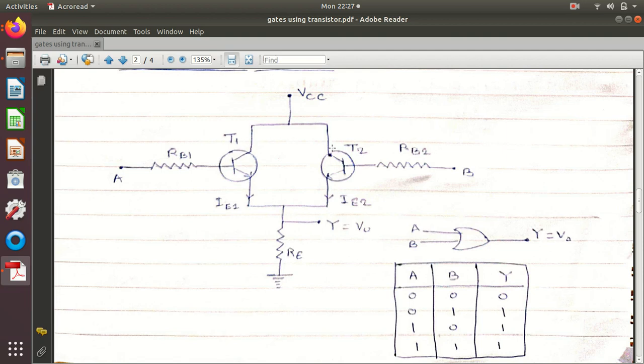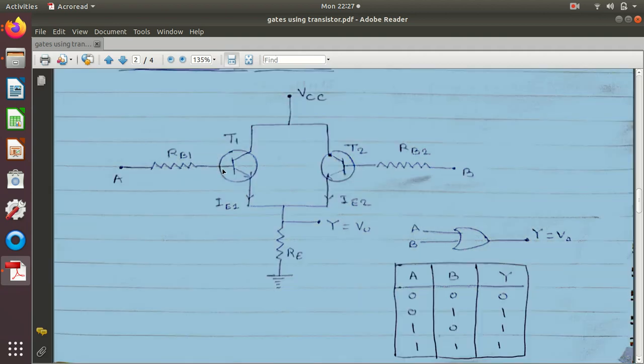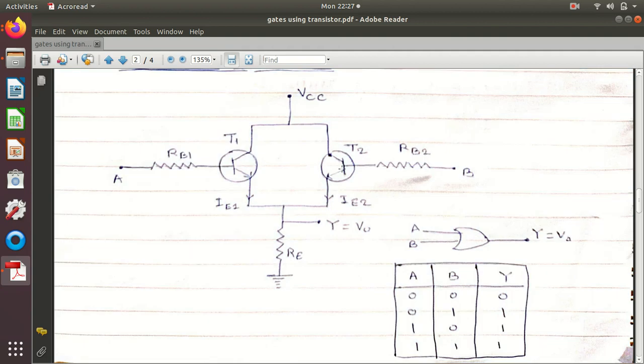What about the collector? Both of the collector terminals are connected together and are then connected to the battery, the high voltage VCC. The inputs A and B are applied to the base terminals of transistors T1 and T2 respectively, through base resistances RB1 and RB2. So this is the circuit diagram for the construction of the OR gate by using transistor logic.